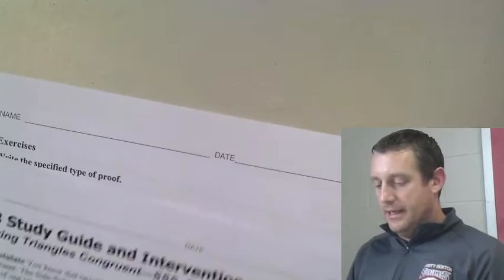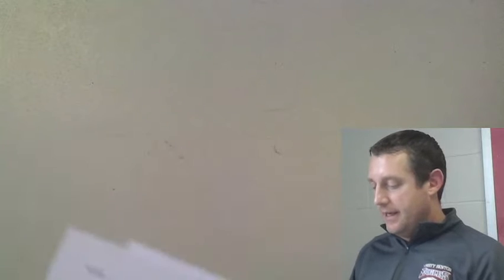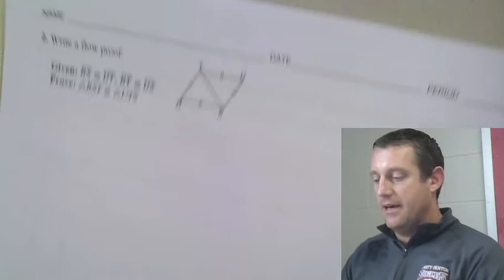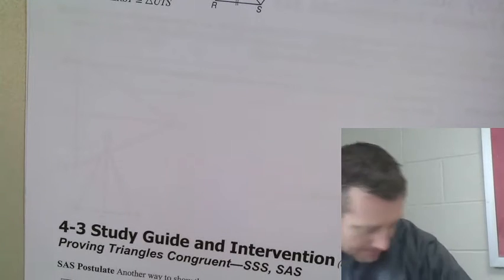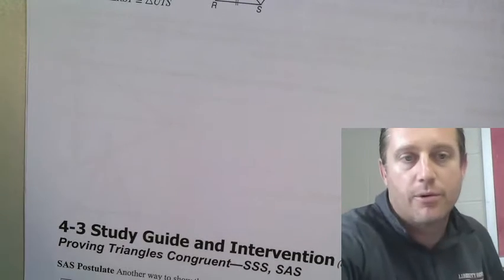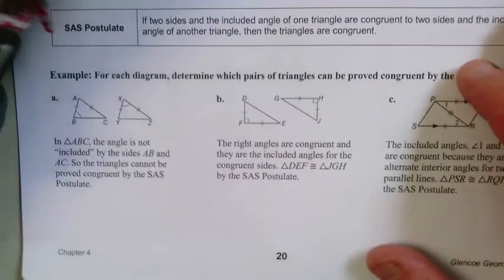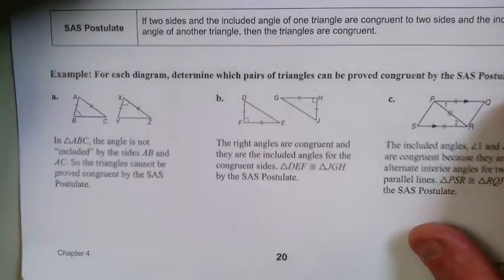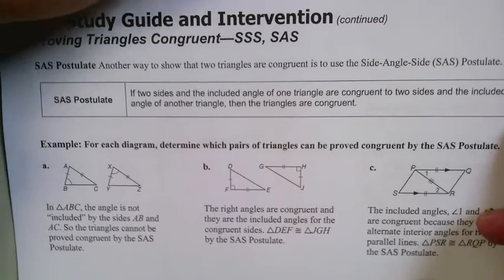So my plan is to get through the first three problems at least, and then the second half, I assigned that for homework, and so we're going to check that right now. So we'll see how it goes. Let's start with, like I said, 4.3b, and we're going to go down here, and now we're actually proving triangles congruent using the side angle side theorem. Okay, first one was side, side, side. Now it's side, angle, side.